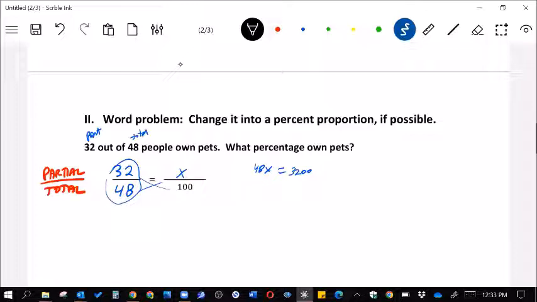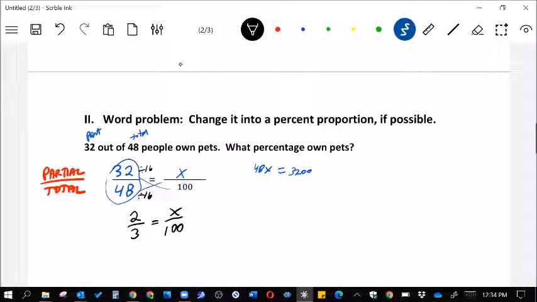So does 8. No, 8 doesn't go into 36. No, how about 12? No. Wait a minute, looks like 16. If I divide that by 16, I would get a 2. And if I divide this by 16, I'd get a 3. So what I really have is 2 over 3 equals x over 100.